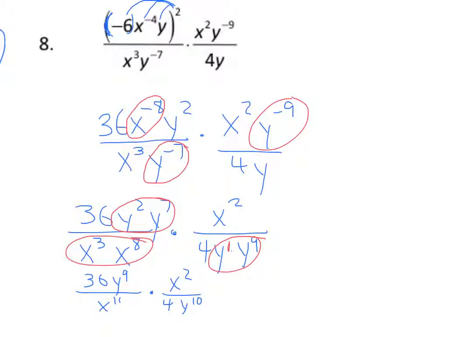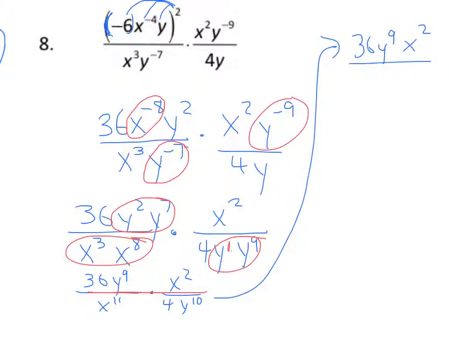Now, each fraction is totally simplified. I can multiply the top times the top and the bottom times the bottom, or basically think of this as one big fraction. So I get 36y to the ninth x squared on the top. On the bottom I'm just going to put the 4 in the front, x to the 11th, y to the 10th. And now I simplify.